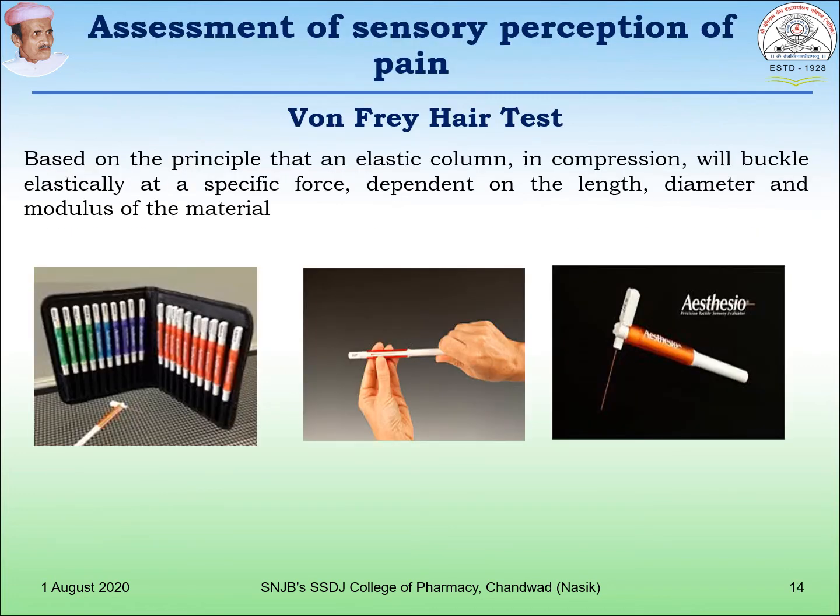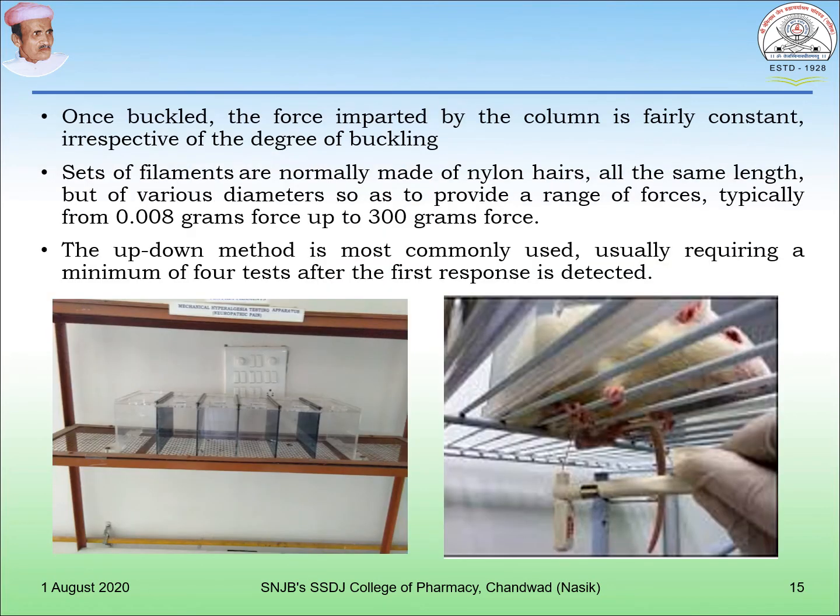Then another method which is very widely used and gives a very important finding. This is the assessment of sensory perception. You can go with the von Frey here. In this case, the von Frey has hairs, and these hairs are nylon fibers standardized with a specific force, and if you apply it, it will generate only the specific force for which each filament is rated. So in this case, you can keep the animal on such a sieve, and by using the filament you apply the force. Typically the filaments are available from 0.008 gram force up to 300 gram force.